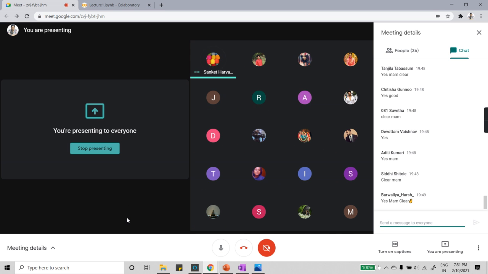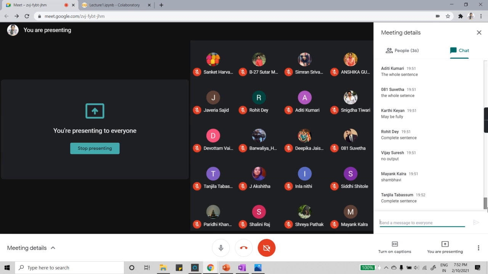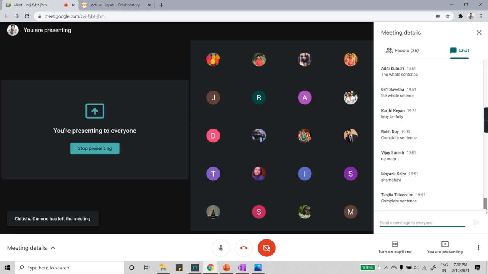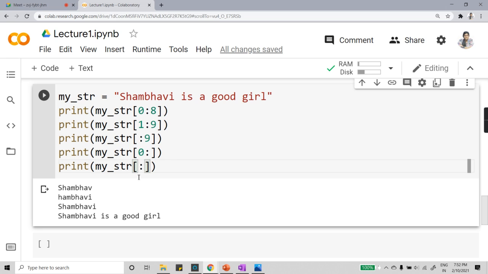Complete string. Absolutely right, Sanket. Okay, Pranjal, you are saying Shambhavi. Rajalakshmi, same as before. Aditi, the whole sentence. Sueta, the whole sentence. Karthi, maybe fully. Rohit, complete sentence. Vijay, no output. Mayank, Shambhavi. Okay, complete sentence. Pranjal, Vijay and Mayank, just have a look here, let's clear your doubt, whatever confusion you have.